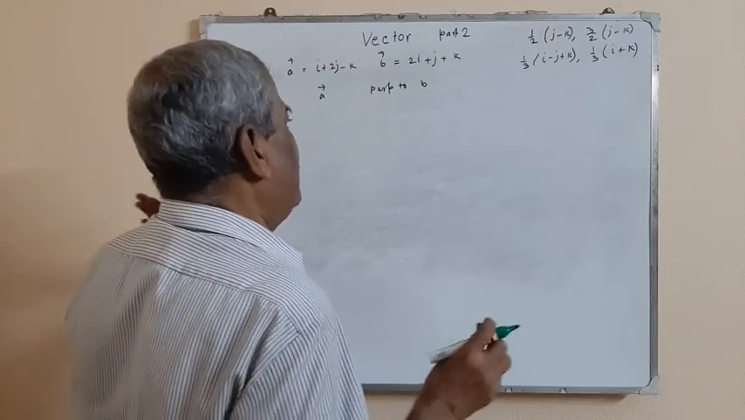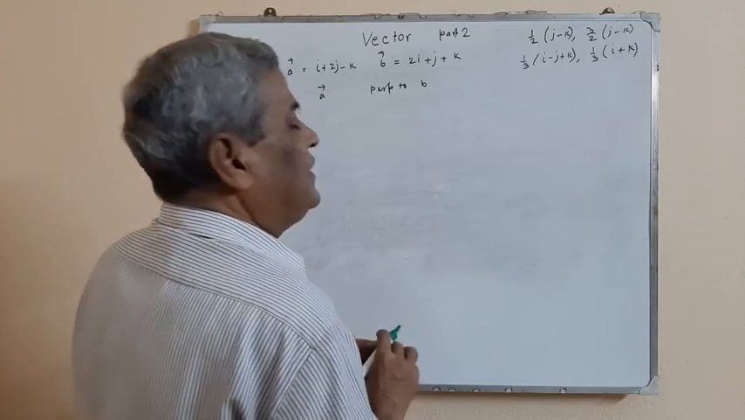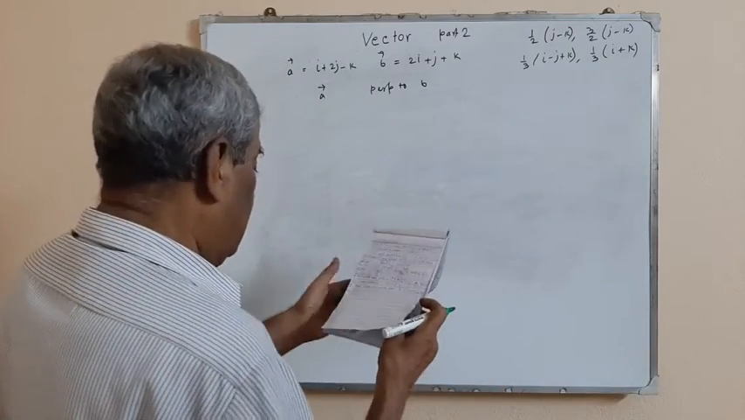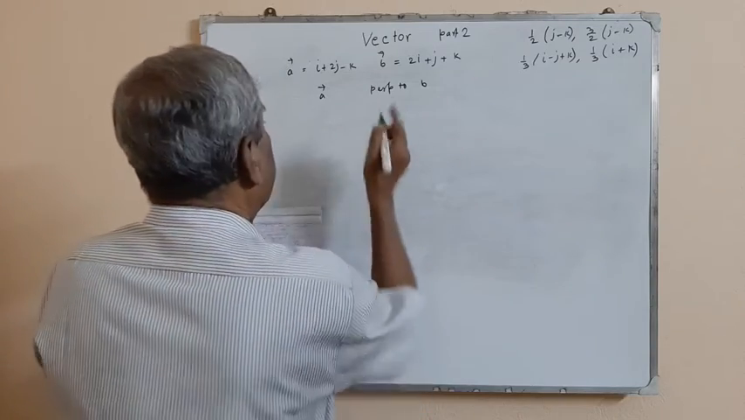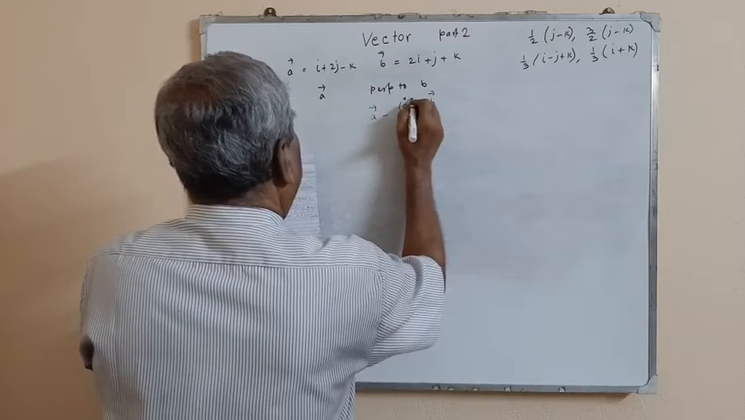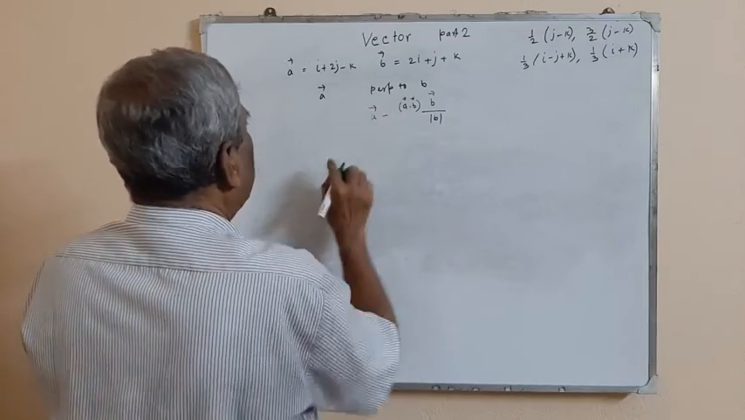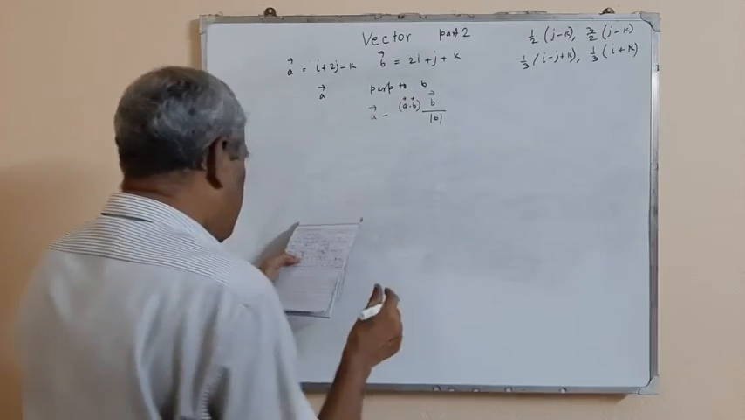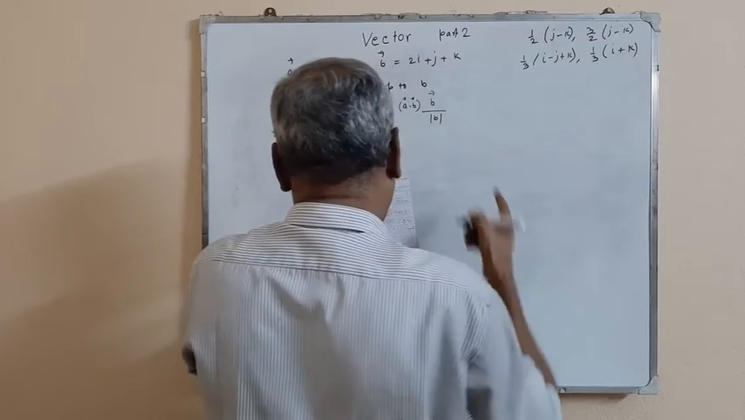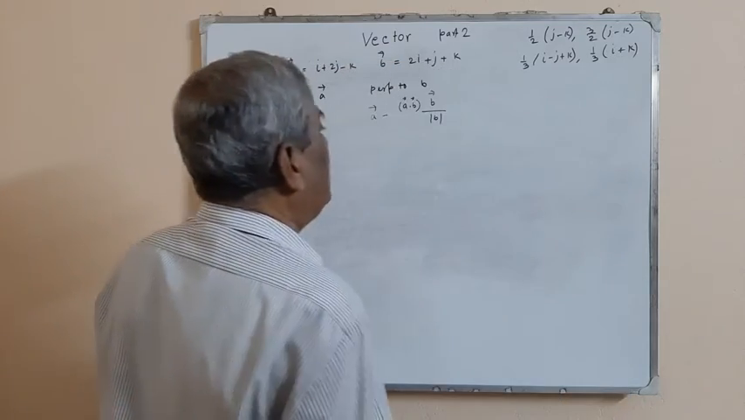A and B, two vectors are given. We have to find the component of A perpendicular to B. We know that the component perpendicular to B is equal to A minus (A dot B) into B vector divided by magnitude B. This is actually the component of A perpendicular to B, and the component of A along B is equal to A dot B by magnitude B. Okay, then we have to find one by one.